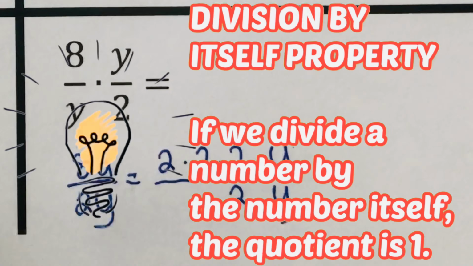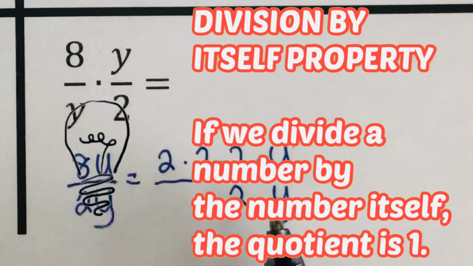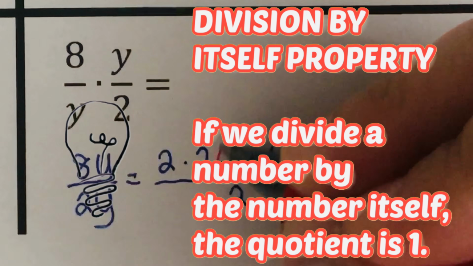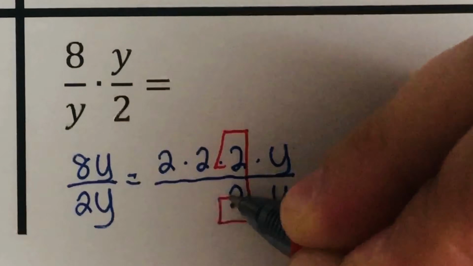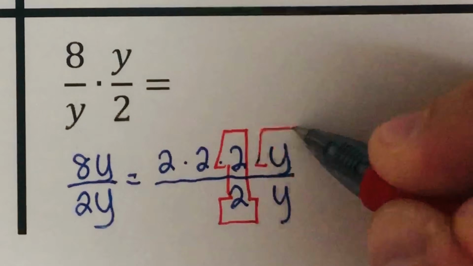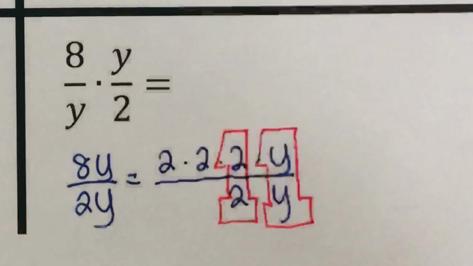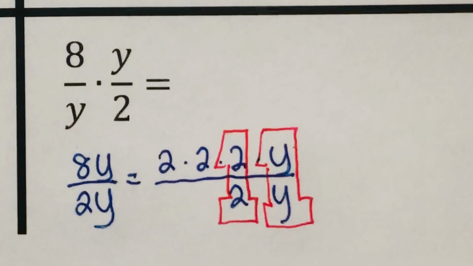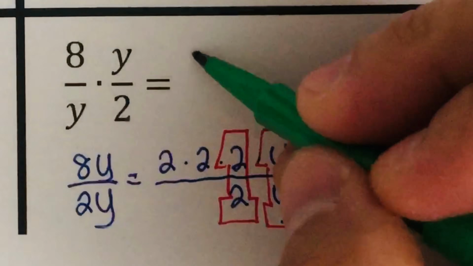We remember the division by itself property. If we divide a number by a number itself, then the quotient is 1. So this one right here is actually 1. And then this 2y right here would also be equal to 1. So that is 2 times 2 times 1 times 1, which is actually 4. So I can go ahead and write 4 up here.